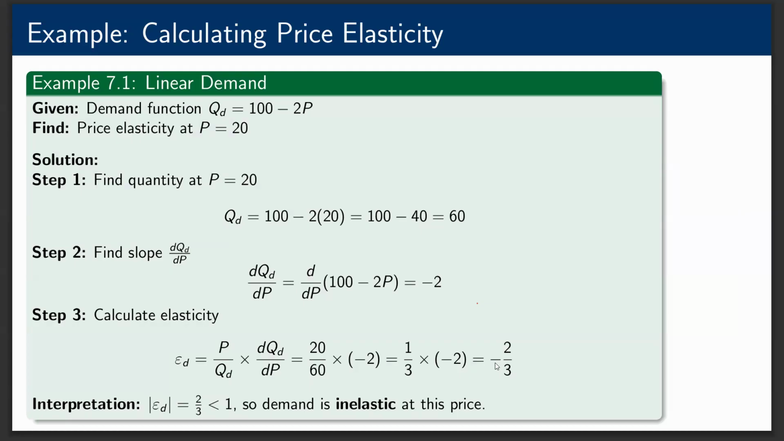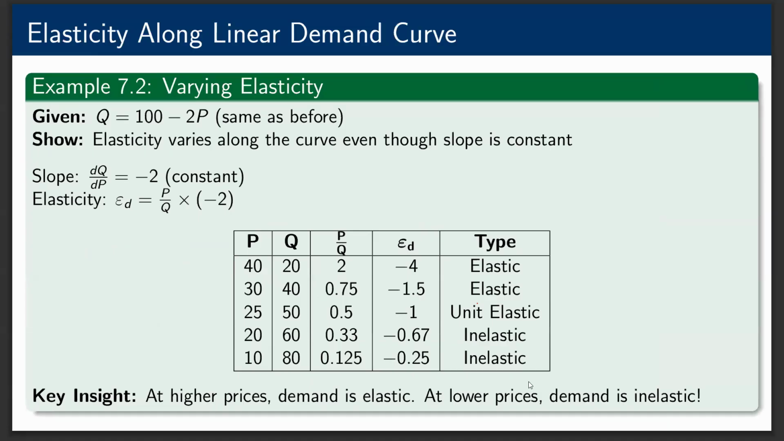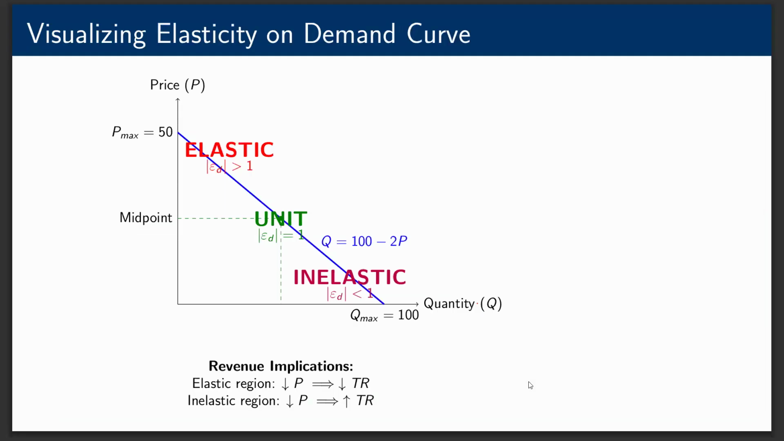Now look at the absolute value. That is 2 by 3, which is less than 1. So less than 1 indicates it is an inelastic demand. That means if the price is increased by 1%, by how many percent will demand fall? It will fall by 0.66, because 2 by 3 equals 0.66. This is the interpretation. Then go to next. Here, same. You can easily find out elasticity, so I'm just skipping it.